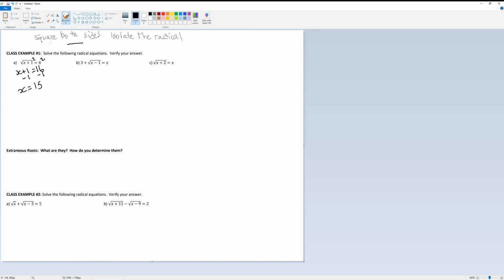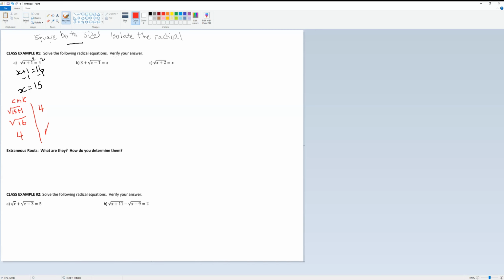Okay, and then we're going to do a check. I'll do my check in red. So the square root of 15 plus 1, and this is supposed to be 4 on this side. This is the square root of 16, and the square root of 16 is, of course, 4. So that worked out beautifully.